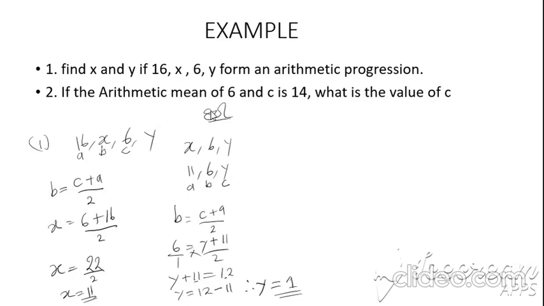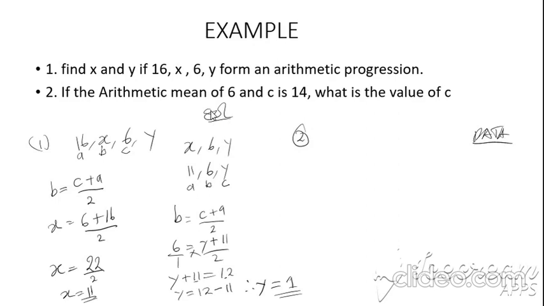Then you are done. Now let's do question 2. What is it saying? Saying if the arithmetic mean of 6 and C is 14, what is the value of C? So this time around they have given you the arithmetic mean, which is 14. So you just have to come up with your data first here.